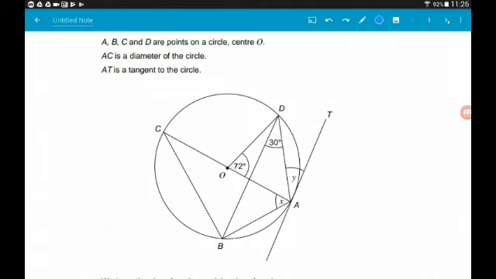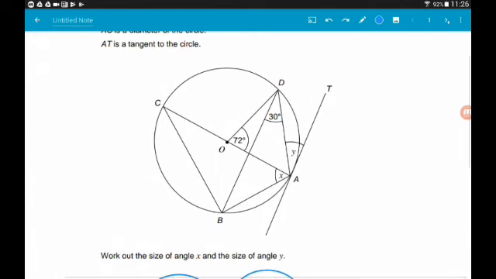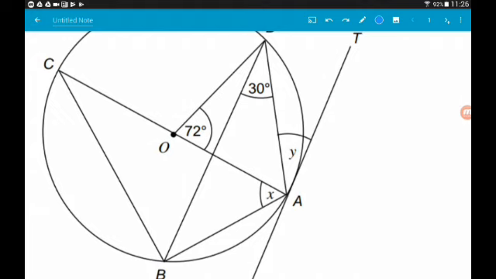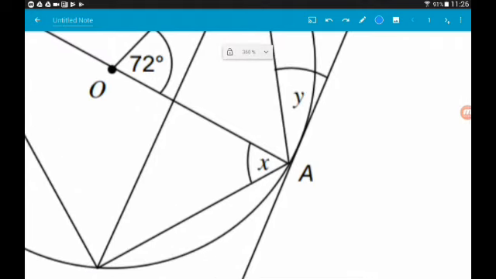So A, B, C and D are points on the circumference of a circle. AC is a diameter and AT is a tangent. Our mission is to find the values of X and Y. So, let's zoom in a little bit then. So, X, first of all, is this chap here.